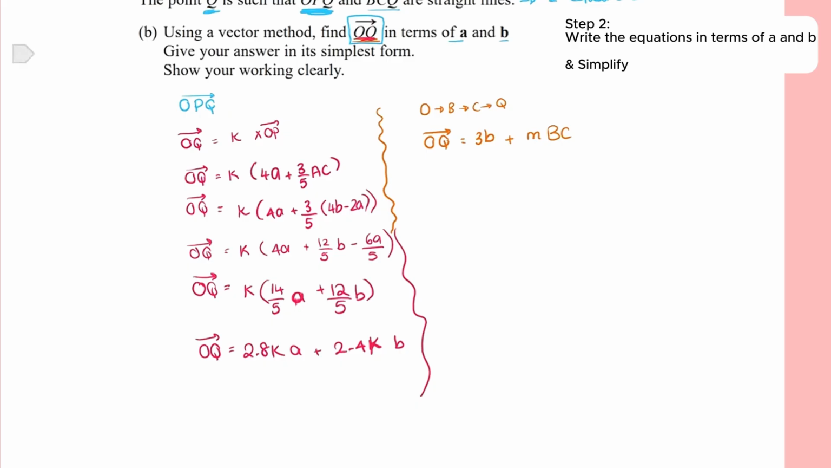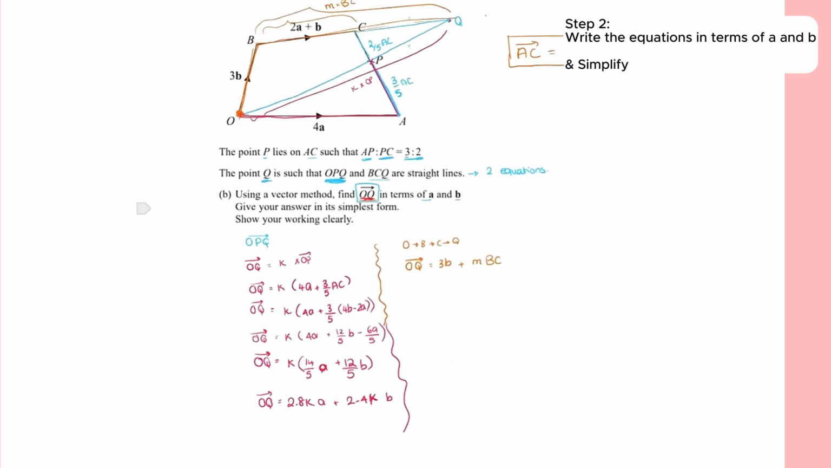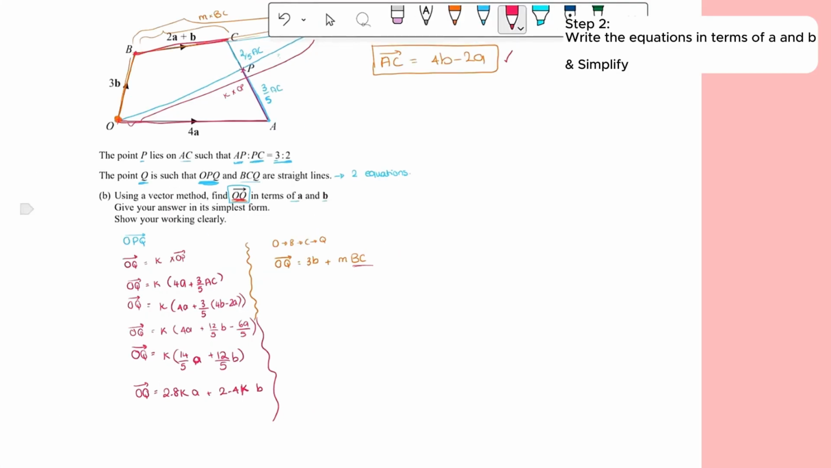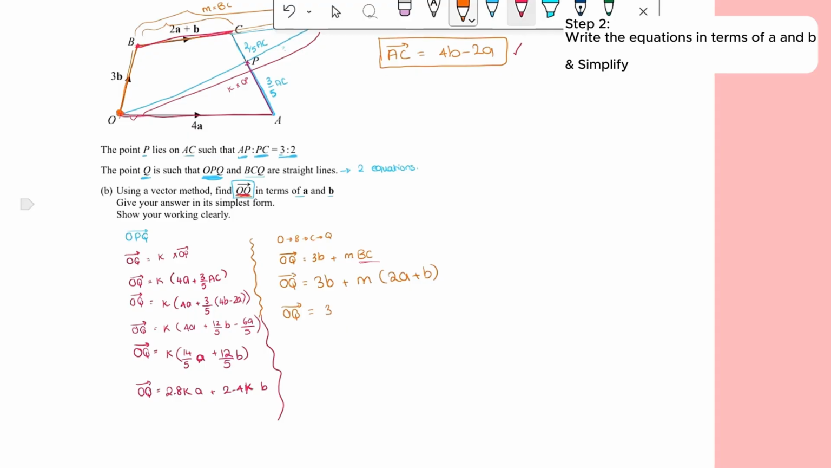Yes, so now I'm going to be using the other side to work out the other equation. Now here I've got OQ equals 3b plus m BC. Let's see what BC is. What it tells me over here is 2a plus b. So let's rewrite that: OQ equals 3b plus m times 2a plus b. So OQ equals 3b plus 2m a plus m b. Let's put the a's together and the b's together. So OQ equals 2m a plus 3 plus m b.